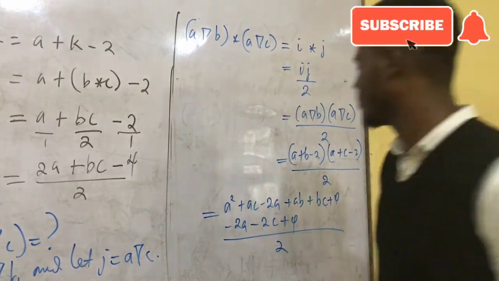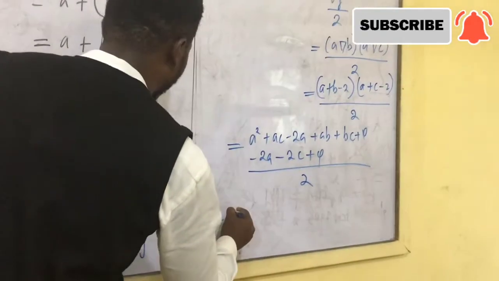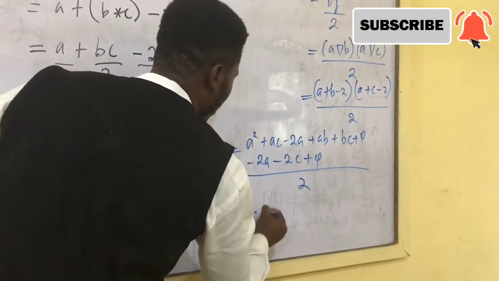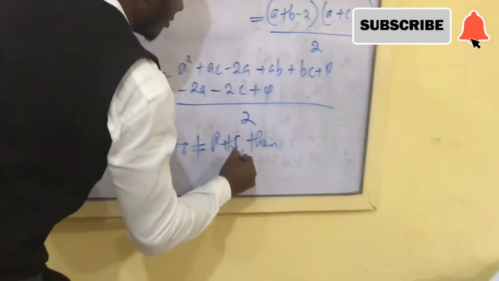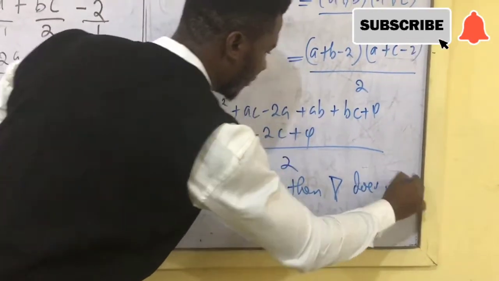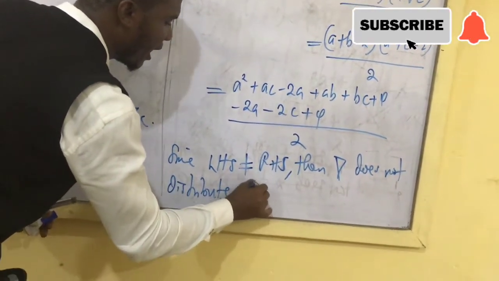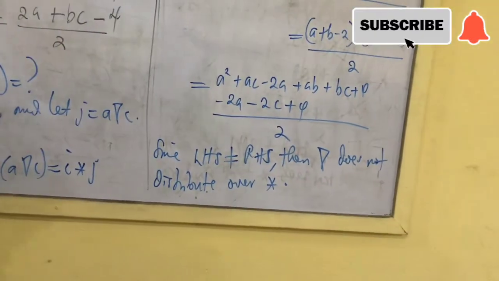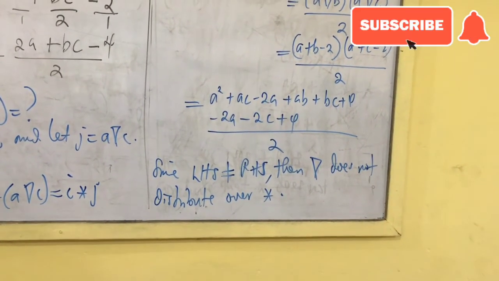This tells you that we can conclude that since left hand side is not equal to right hand side, then nabla does not distribute over asterisk.